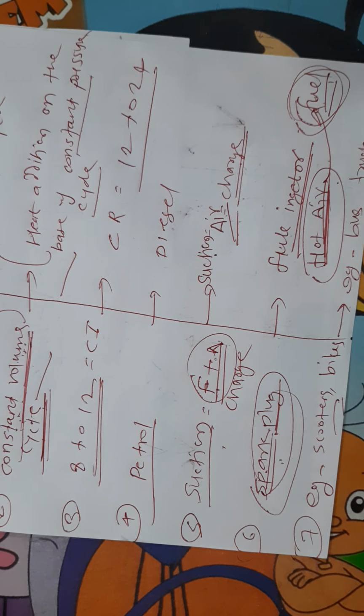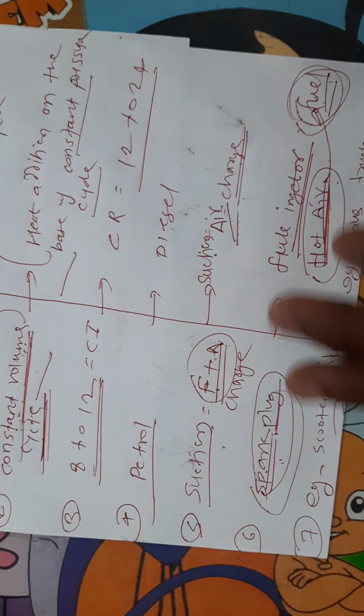So my dear students, these are some differences between our four-stroke SI engine and four-stroke CI engine. It means the petrol engine and the diesel engine. So are you getting or not? Yes.